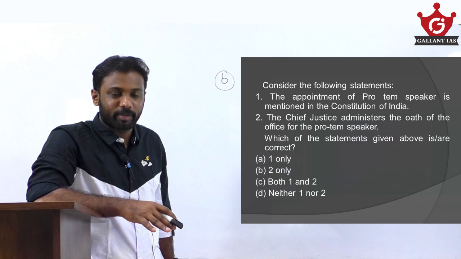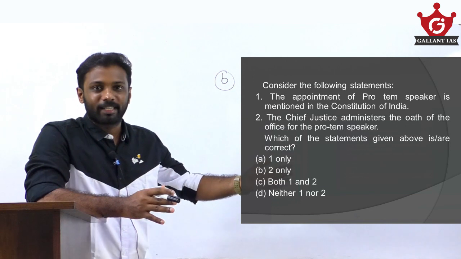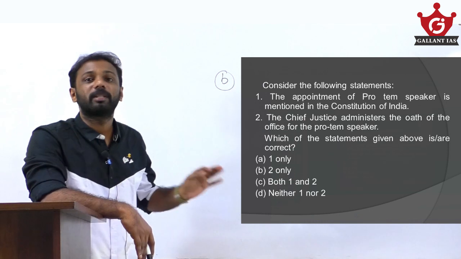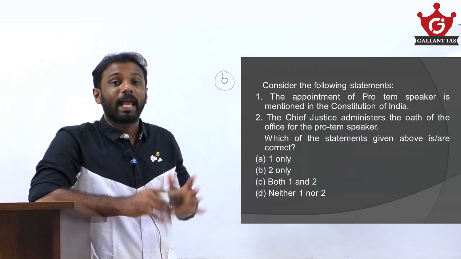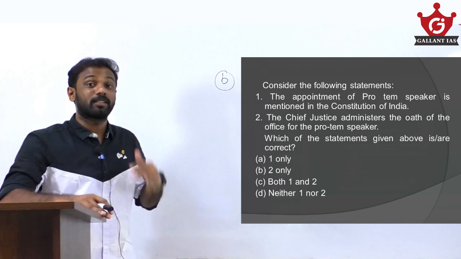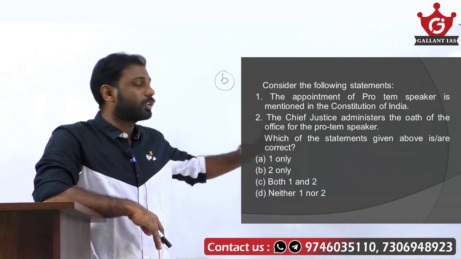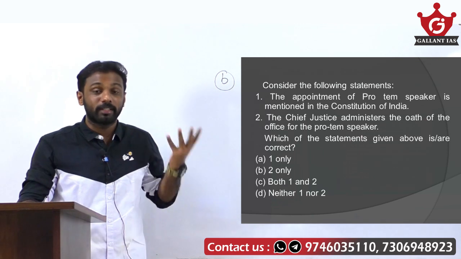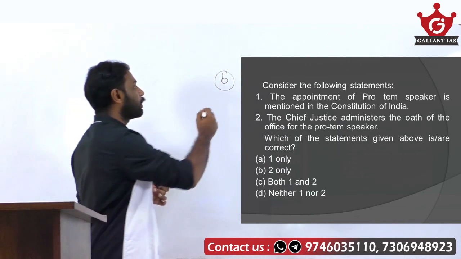After a general election, just before the first meeting, the existing speaker resigns. To conduct a meeting, we need someone to hold that chair. For that purpose, usually the senior-most elected member is appointed as the pro tem speaker, and the President himself administers the oath to the pro tem speaker. In case of a state legislative assembly, the Governor administers the oath of office to the pro tem speaker, and it is not done by the Chief Justice. So 2 is also wrong, and the appointment of pro tem speaker is not in the Constitution, but is followed as a convention. Here both the statements are wrong, so the answer becomes option D.